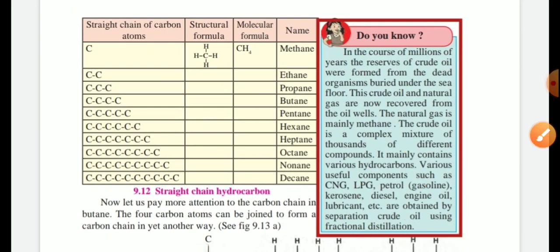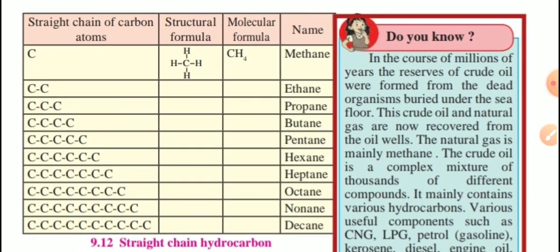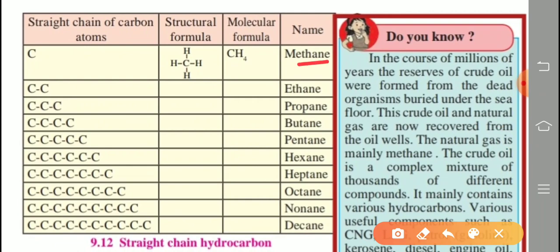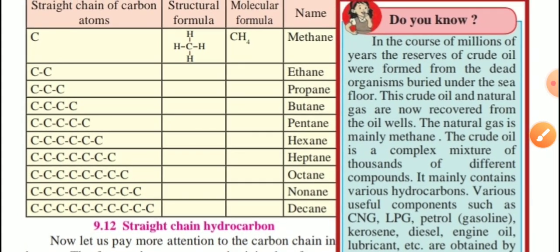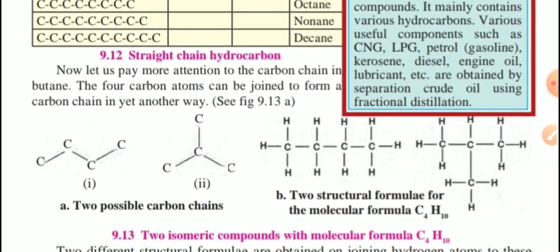Next, complete this table. Straight chain of carbon atoms. One carbon, then the formula: only one carbon, with the remaining valency satisfied by hydrogen. So combine one carbon and 4 hydrogen. So CH4, the name is what? Methane. 2 carbon atoms, then draw the structure and molecular formula. So ethane, 3 carbon, propane, 4 means butane, 5 pentane, 6 hexane, 7 means heptane, 8 means octane, 9 means nonane, and 10 means decane. This is how the alkane series is formed, with carbon-carbon single bonds. So try to draw the whole table in your notebook. All are straight chain hydrocarbons.